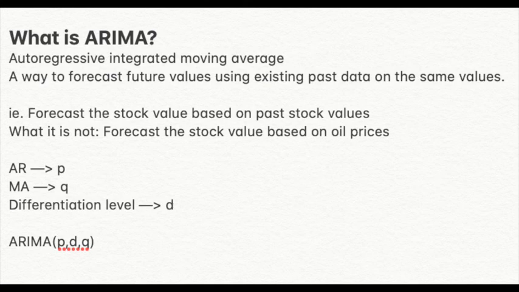And so the ARIMA model has three components: the autoregressive component, which is shown as P, the moving average component, which is shown as Q, and the differentiation level, which is shown as D. Usually when we describe one ARIMA model, it would be written as ARIMA(P, D, Q).